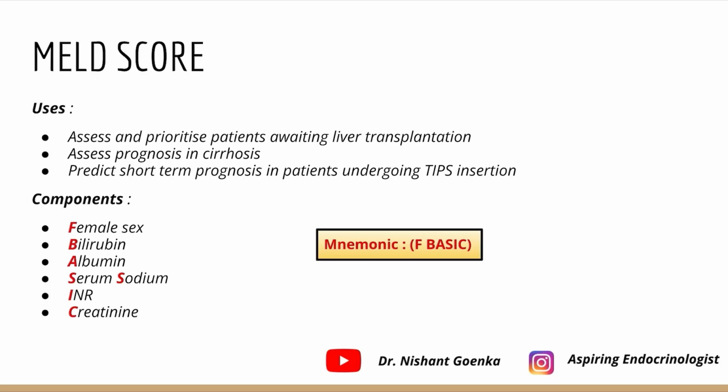Very important are the components of the MELD score, which we can remember with the mnemonic F BASIC, where F is the female sex, B is the bilirubin level, A is albumin, S is serum sodium, I is INR, and C is creatinine. It is important to remember here that the C is creatinine, unlike the C in the CTP score, which was coagulation, or you could say prothrombin time. This is the main differentiating point.